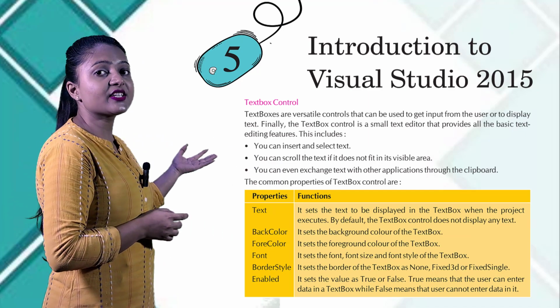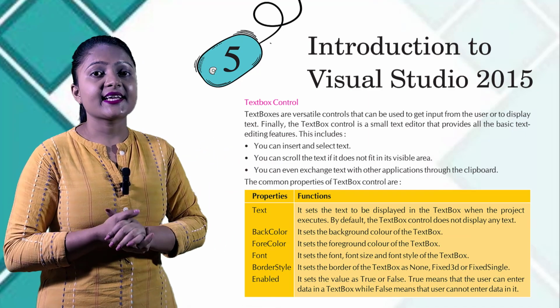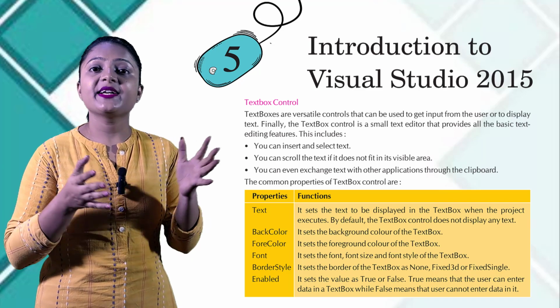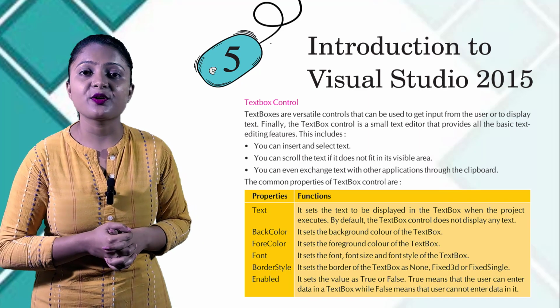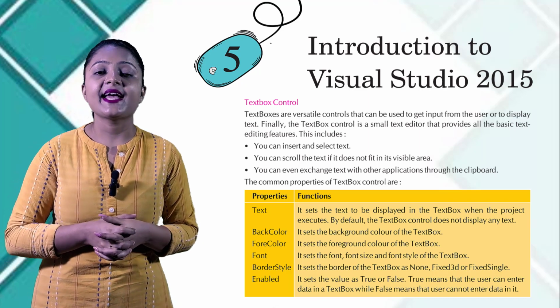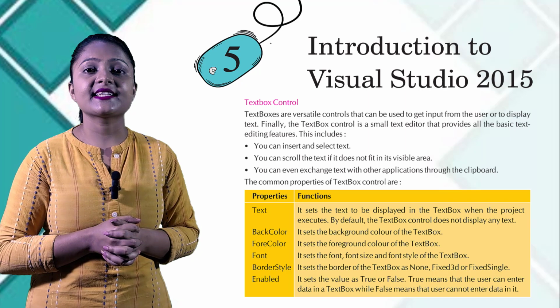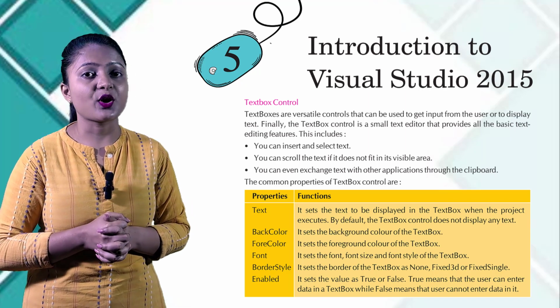The common properties of text box control are text. It sets the text to be displayed in the text box when the project executes. By default, the text box control does not display any text. Back color. It sets the background color of the text box.